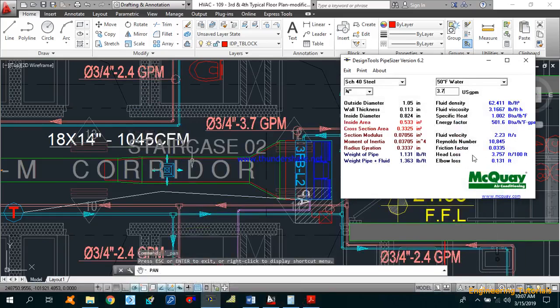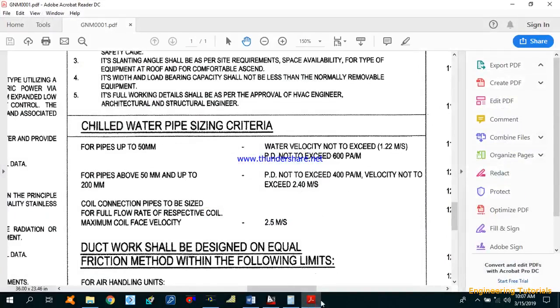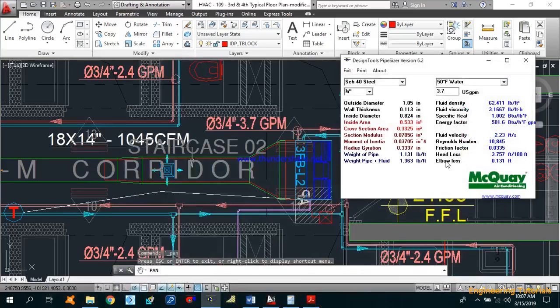Now move to the head loss. If we go for head loss, it is 3.757 feet per 100 feet. As I told you from the design document, if you convert this, it will be 4 feet per 100 feet. So head loss should be less than 4 feet per 100 feet. As you can see, this is 3.757 feet per 100 feet. So the pipe size which we have selected, 3/4 inch for 3.7 GPM, is in the safe range. So we are good to go with 3/4 inch pipe size.